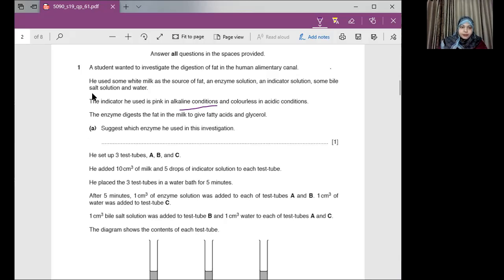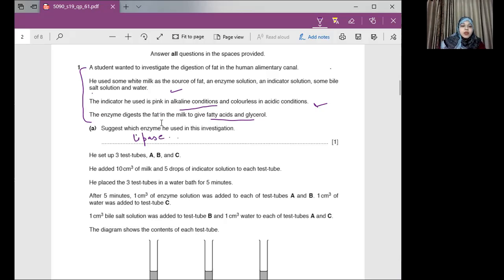These are the basic instructions for this investigation. What the student is using, what is the indicator color, and what is the result: fatty acids and glycerol. Suggest which enzyme he used in the investigation. The enzyme that breaks down fat into fatty acid and glycerol is lipase enzyme, none other than.